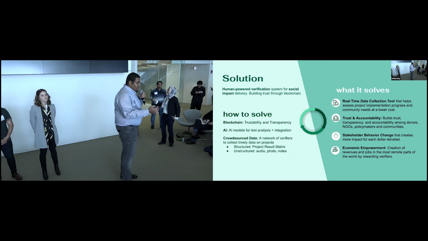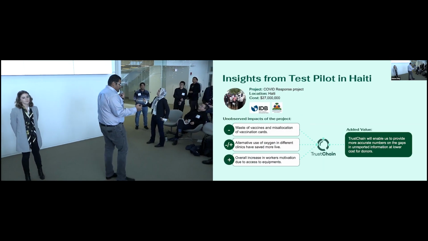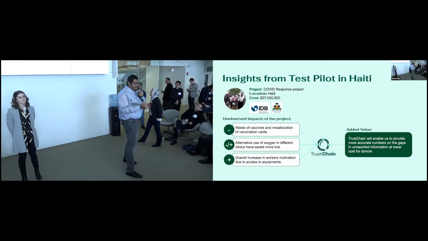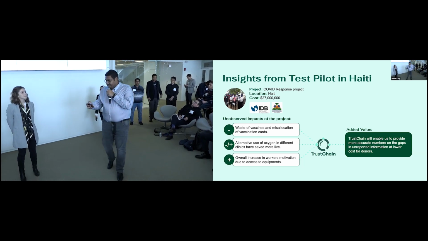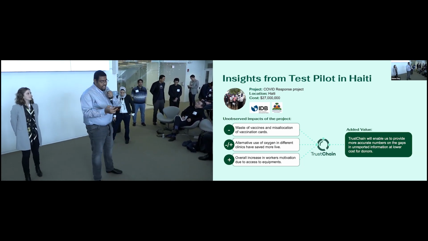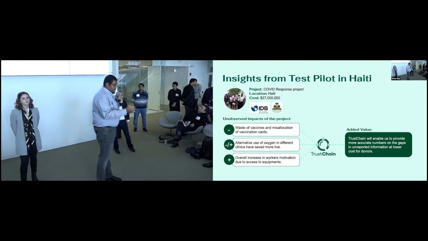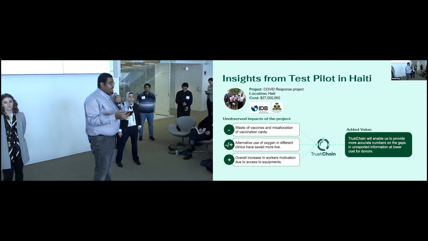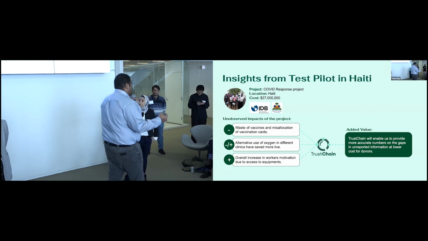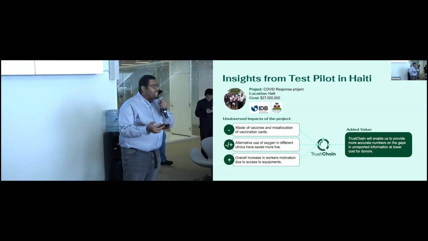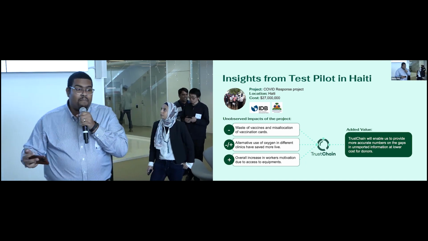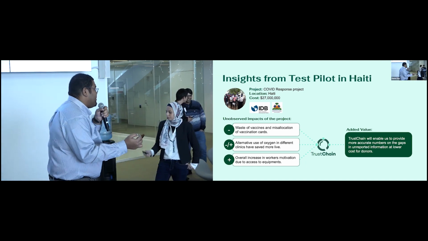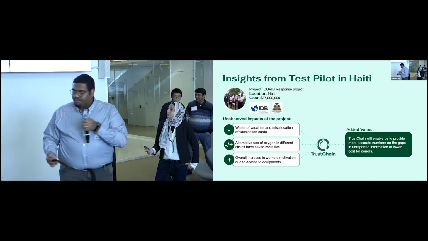I'm from Haiti. This is personal to me. We tested on a $27 million COVID response project with the Ministry of Health and found unobserved data like waste of vaccines, alternative use of oxygen that save lives but also shows misuse of project funds, and increase the workers' motivations in times of crisis. TrustChain allows for accurate data on these gaps for less than the millions in admin fees while hearing directly from the people.